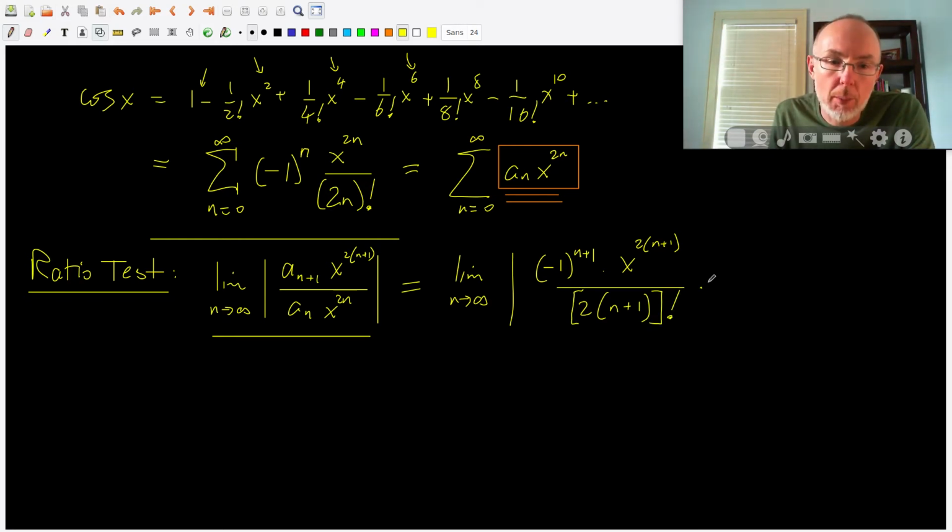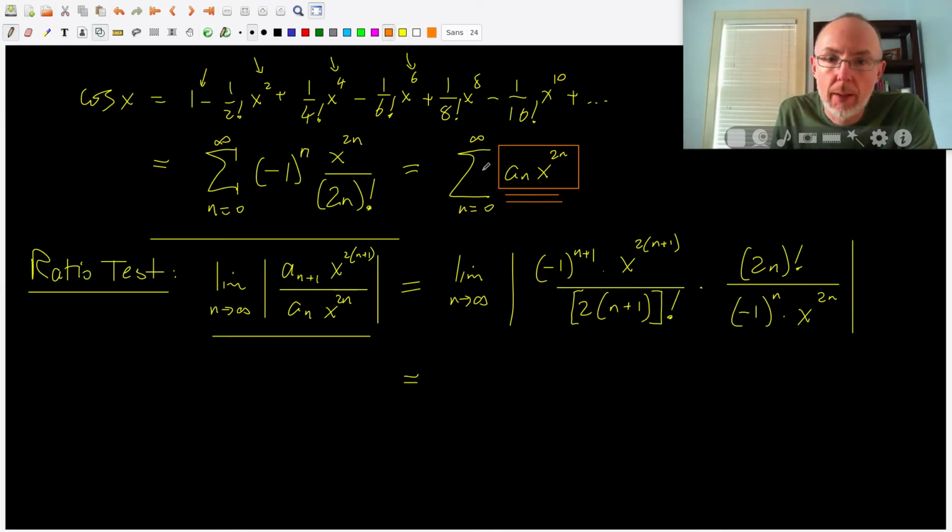And then I'm going to multiply here by the reciprocal of just this term, which is going to be 2n factorial of that whole thing, divided by, well, I've got minus 1 to the power of n, and then we've got x to the power of 2n. And so let's simplify this, and we'll start by getting rid of all of the minus 1s because there'll be 1 left after the cancellation. But that doesn't matter because I've got absolute value signs there, right?